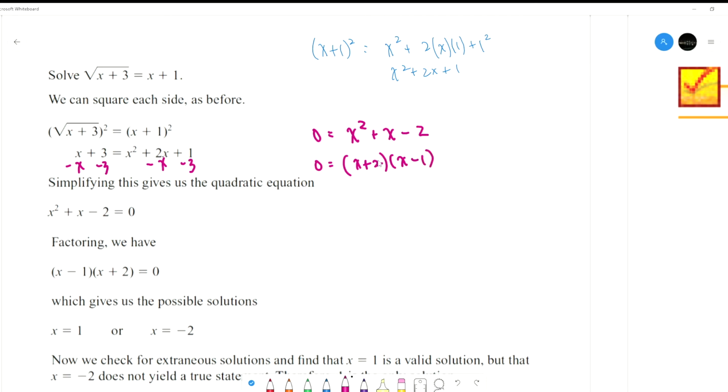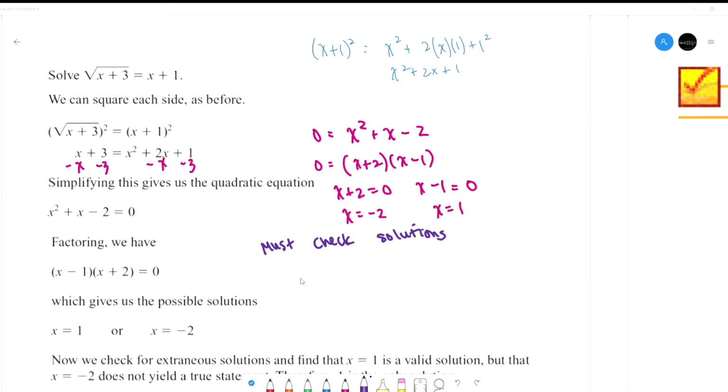And then using our zero factor rule, you can set each factor equal to 0, right? And solve for x. So we have two solutions. The first one is x is equal to negative 2, or x is equal to positive 1. And lastly, we must check solutions, because one or both of them may be extraneous, right? And if you get an extraneous solution, that means that's actually not a solution.